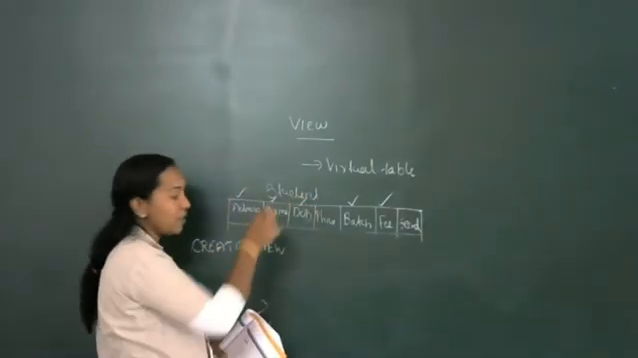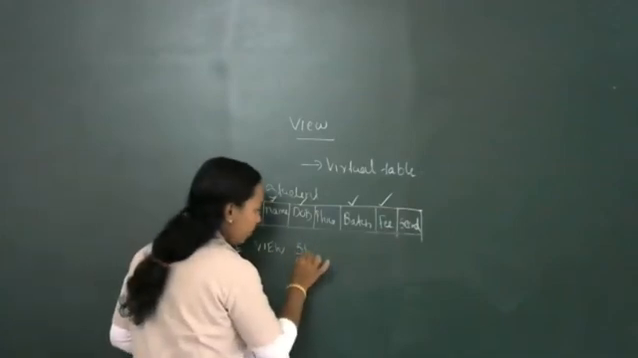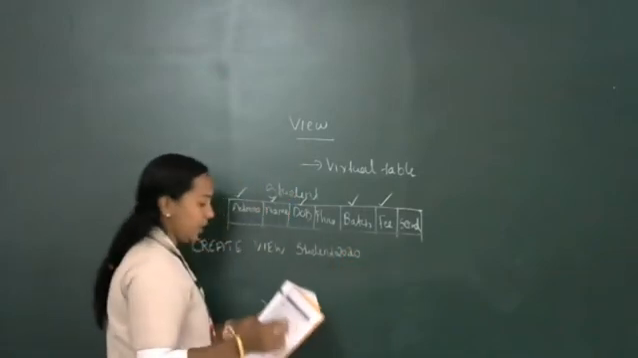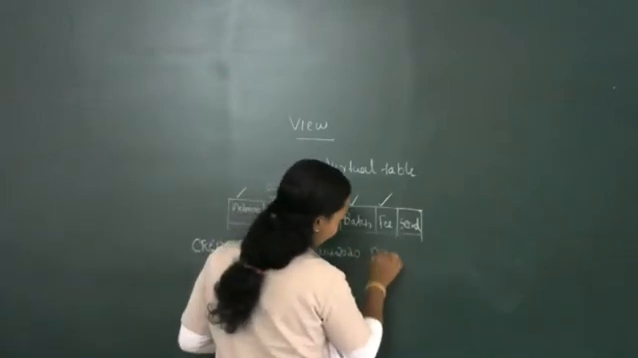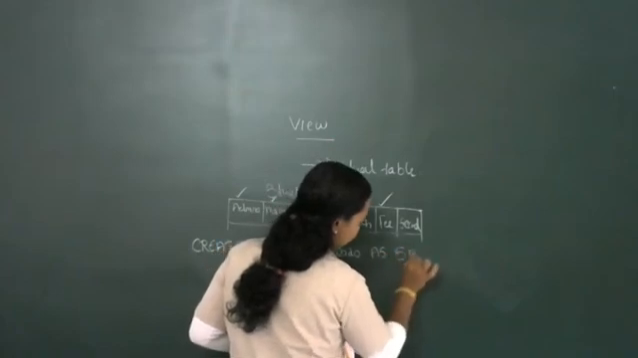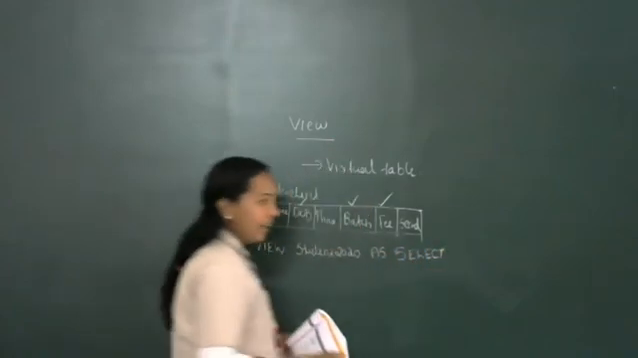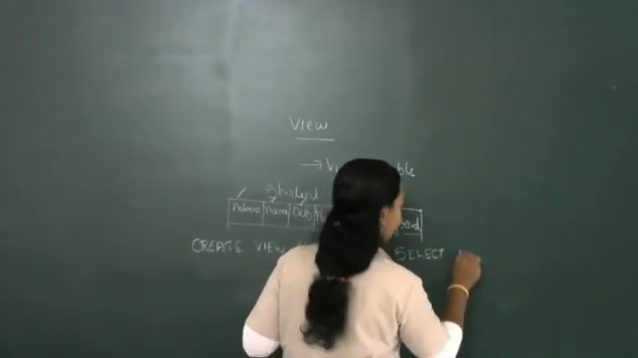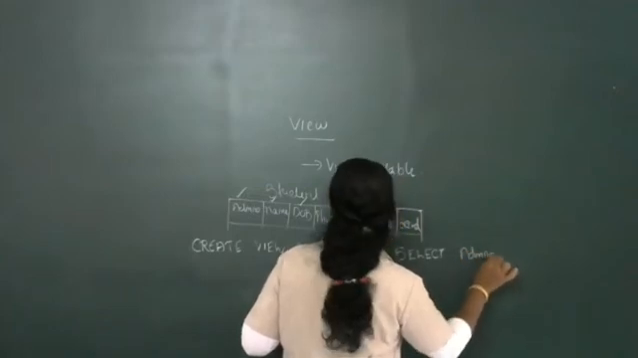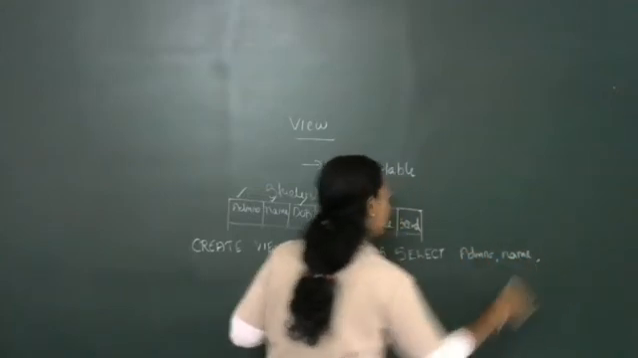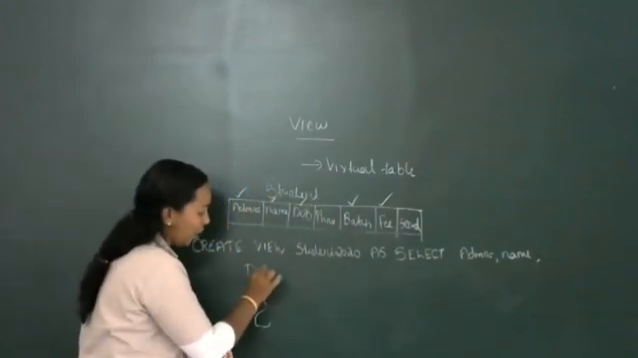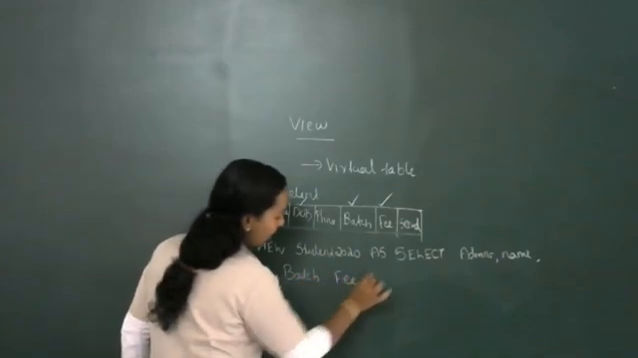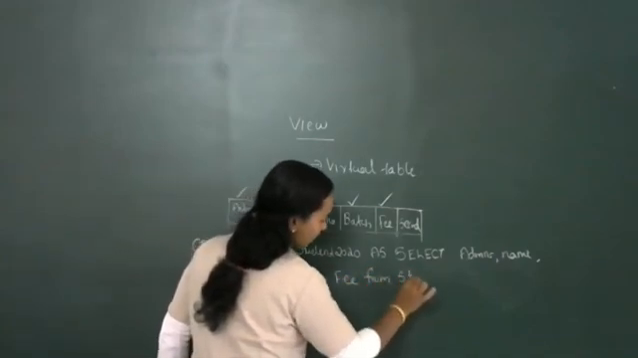The previous, that means original table name was student. So I am going to give a new name for the view, student 2020, as select. Then I want to specify the column name. Which column names am I going to select? Select admission number, name, date of birth, batch, fee from student.